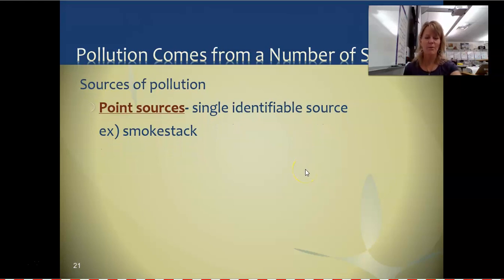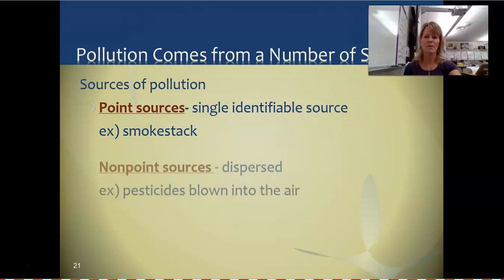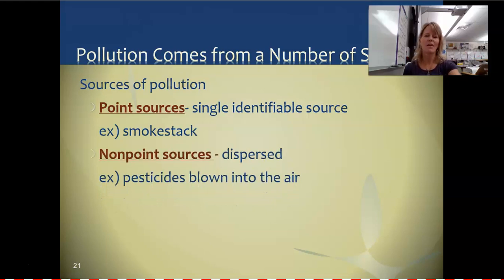Okay, shifting gears. Again, an overview. Pollution. You can categorize pollution in a whole lot of ways. So we're going to start out with the most general way. Do I know where that pollution is coming from? Can I point to it? And that is a point source type of pollution, like a smokestack. And then you have non-point source, like the air is really dirty.